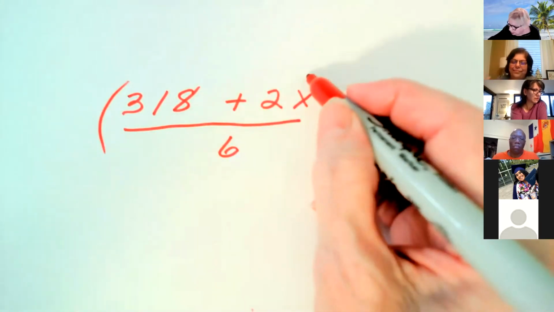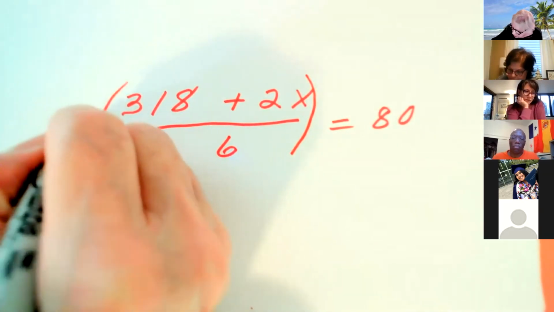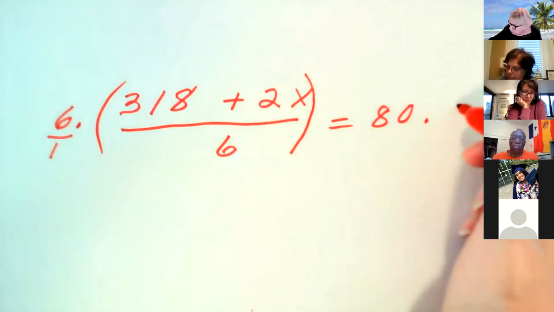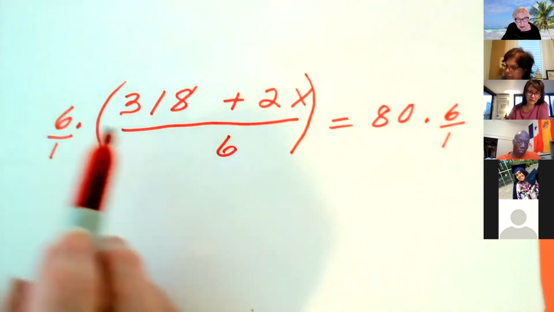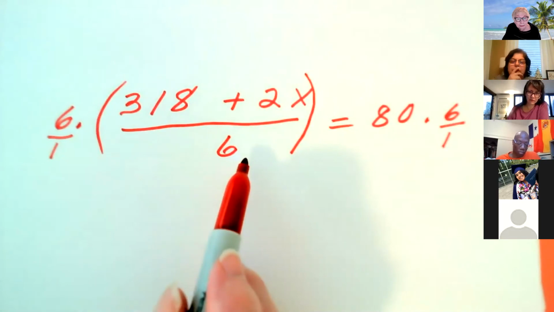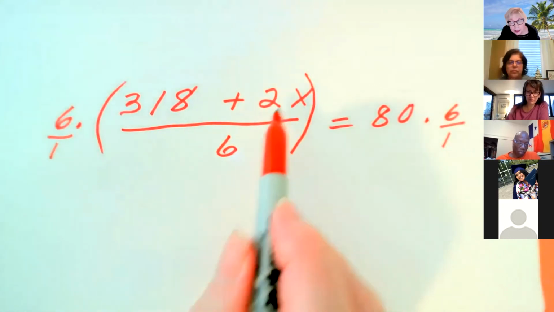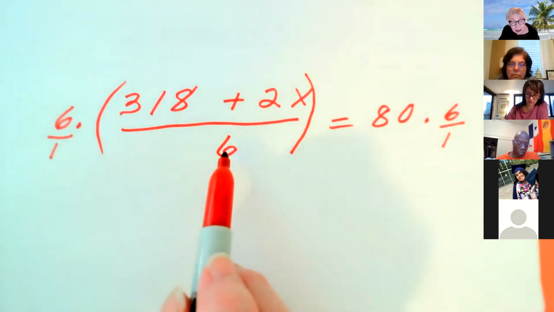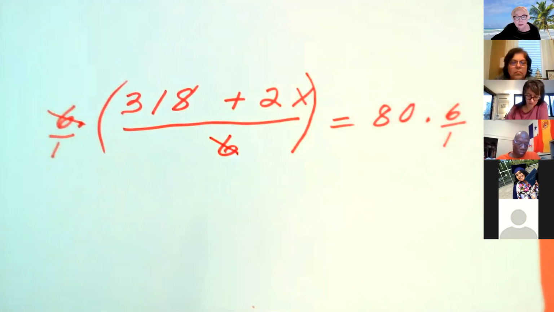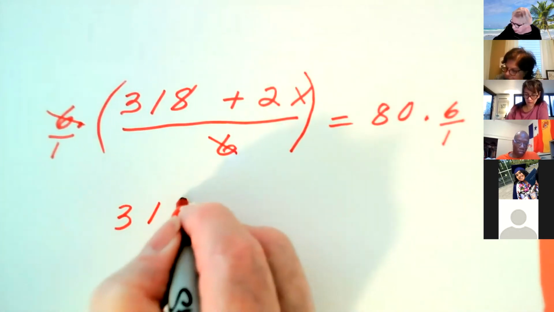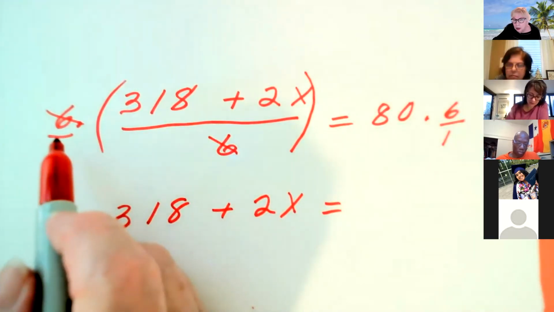And so if I took that entire side and instead of dividing by 6, I multiplied by 6, and I would be forced to do it to both sides. Do you see how great that would be? The 6s would go, so that you couldn't really get to the 2x until you got past this divide by 6. And so I multiplied by 6, and that's really doing the opposite. Cancel, cancel. So that leaves me with 318 plus 2x.